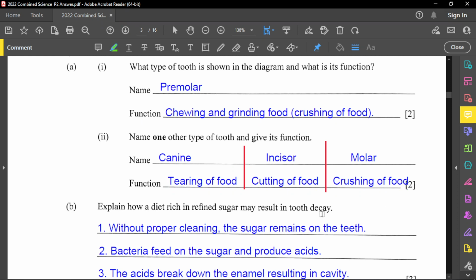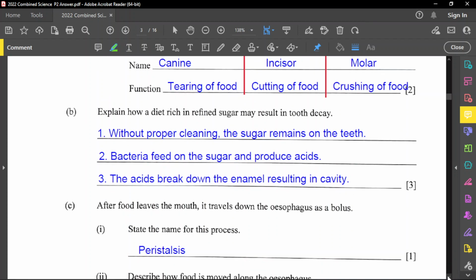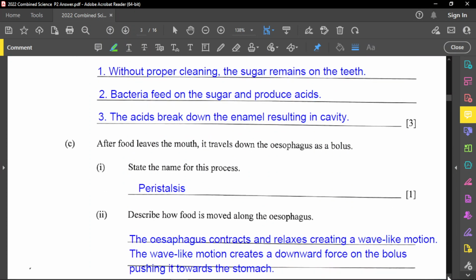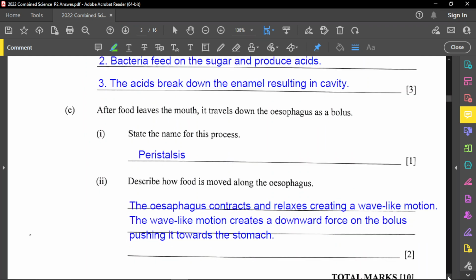Part B is to explain how a diet rich in refined sugar may result in tooth decay. The first thing that will happen, if you do not clean the teeth properly, is that the sugar will remain on the teeth, and then bacteria will feed on the sugar and produce acids, and then the acids will start to break down the enamel, resulting in a cavity. All right, and of course you're going to feel some pain because the nerve will be exposed, and that will be a serious kind of pain. So of course you want to make sure you have proper oral hygiene.